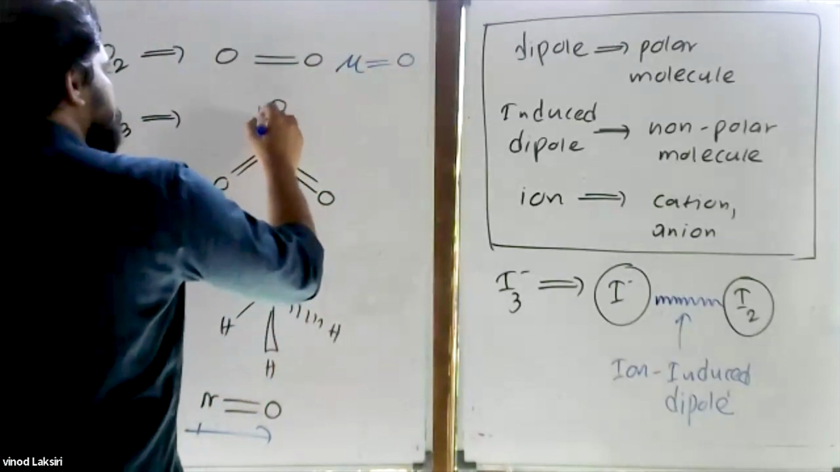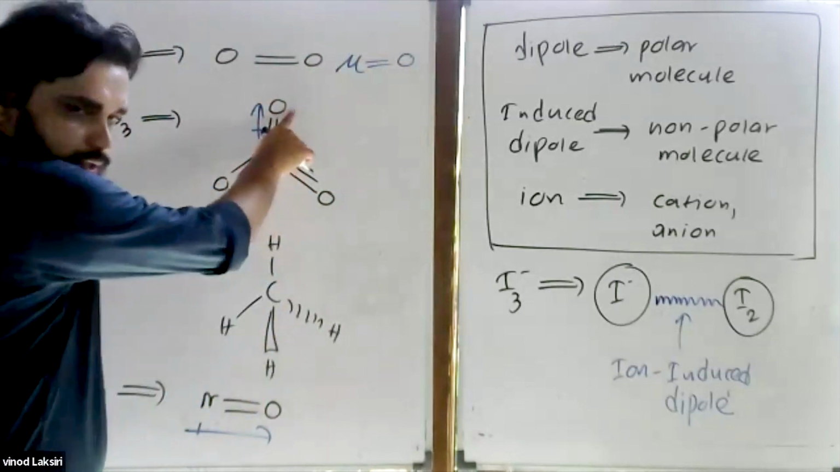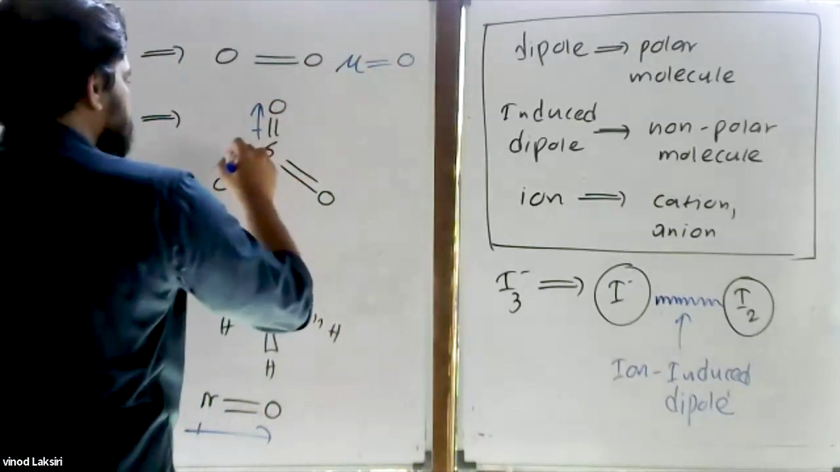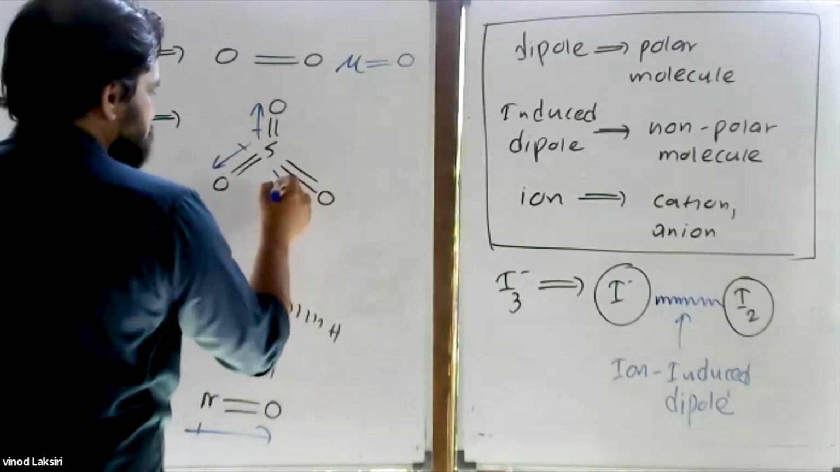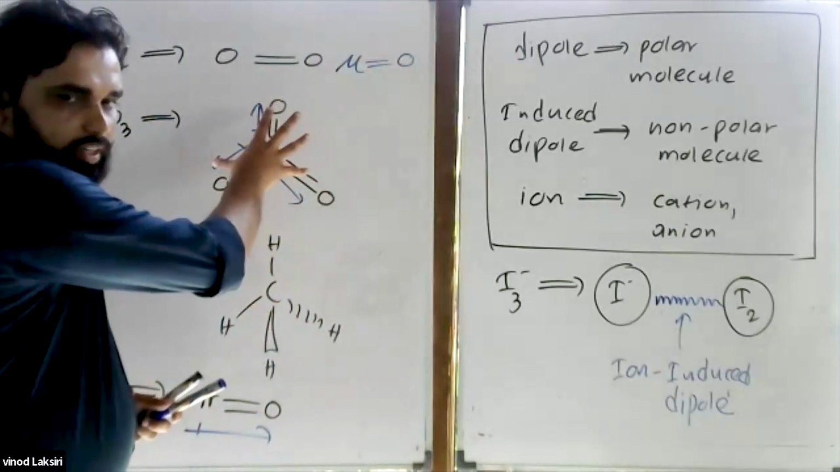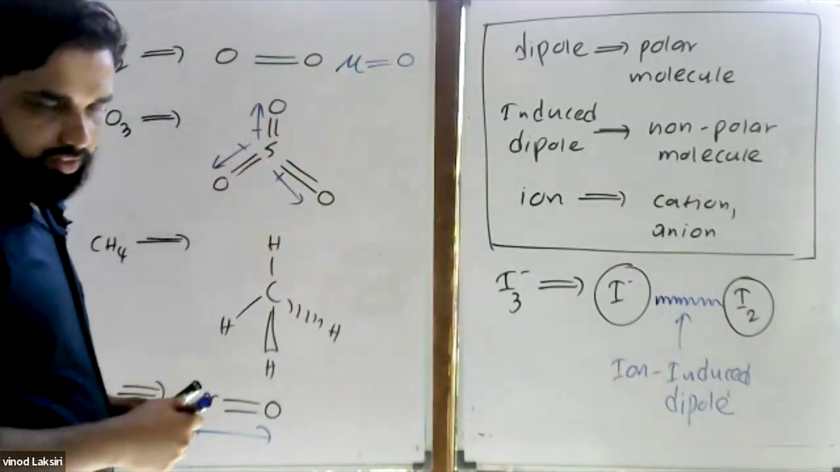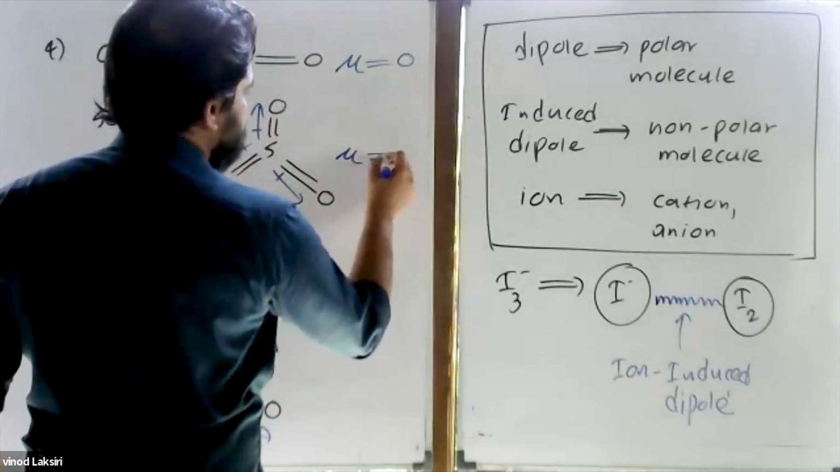And in SO3, the dipole moment is present towards oxygen, right? The electronegativity of oxygen is higher than sulfur. And here, this direction, and here, this direction, right? So here the geometry is a trigonal plane. Then what happens? All of these are cancelled, right? All of these are cancelled.